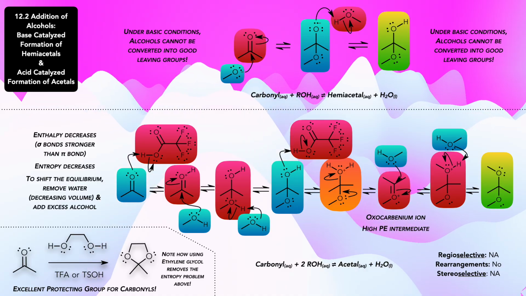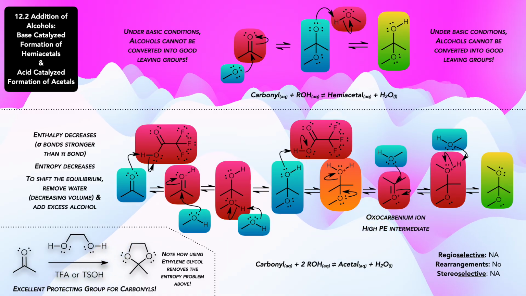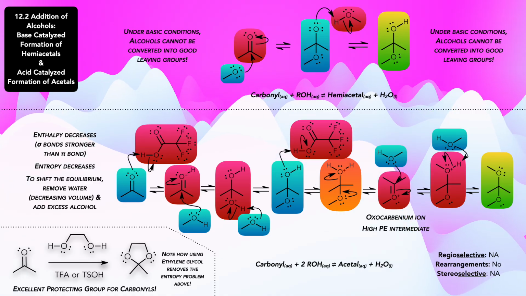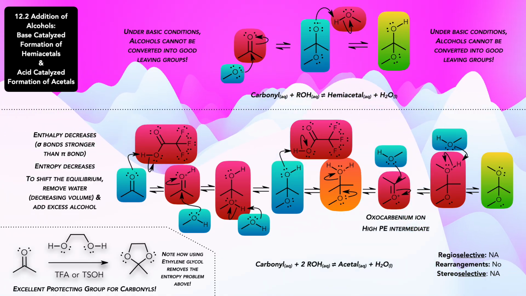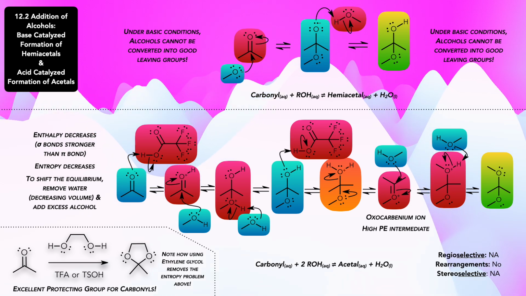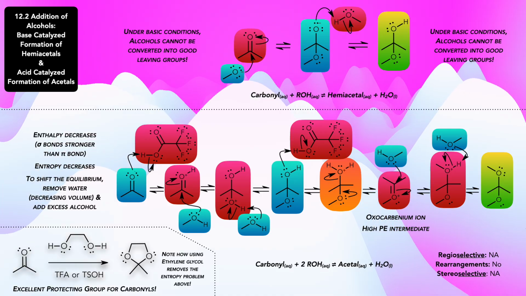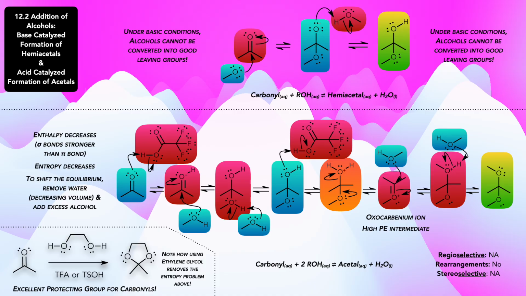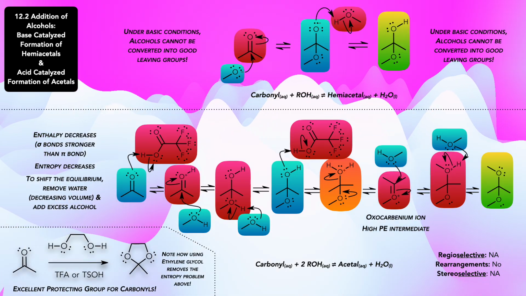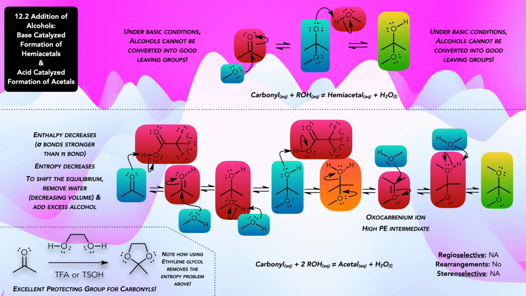But because entropy fights us to drive equilibrium forward, we definitely do need to remove water and use excess alcohol. This is why acetals are powerful, however, because we can also use them as an excellent protecting group of carbonyls. They are most definitely stable in bases, even Grignard reagents, and amidst strong nucleophiles. But we can reform the carbonyl by just adding mild acid, and that's synthetic control.